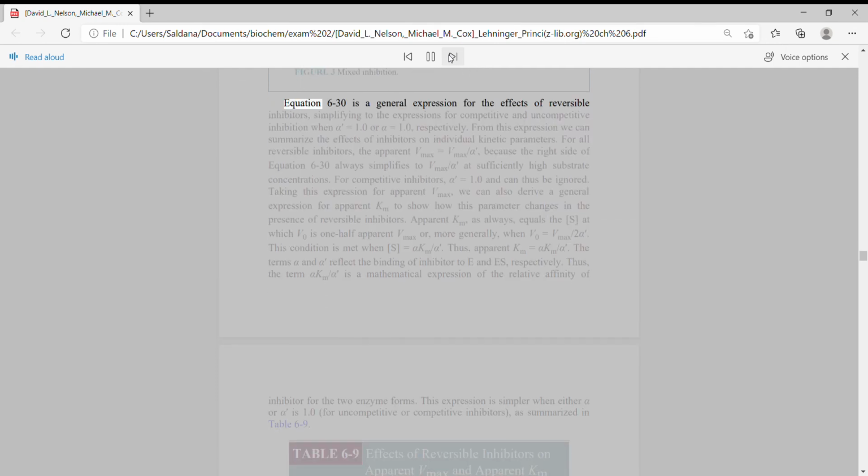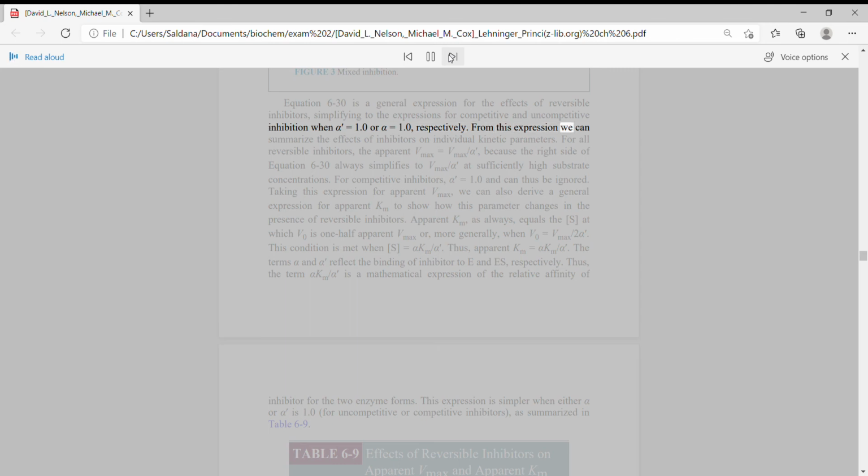For uncompetitive and mixed inhibition, similar plots of rate data give the families of lines shown in Figures 2 and 3. Changes in axis intercepts signal changes in Vmax and Km. Figure 1, competitive. Figure 2, uncompetitive. Figure 3, mixed inhibition. Equation 6-30 is a general expression for the effects of reversible inhibitors, simplifying to the expressions for competitive and uncompetitive inhibition when α' equals 1.0 or α equals 1.0, respectively.